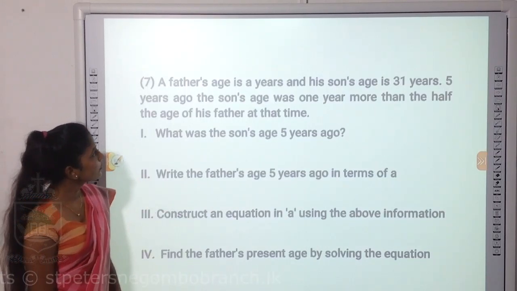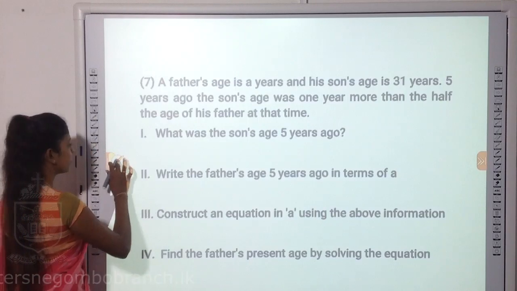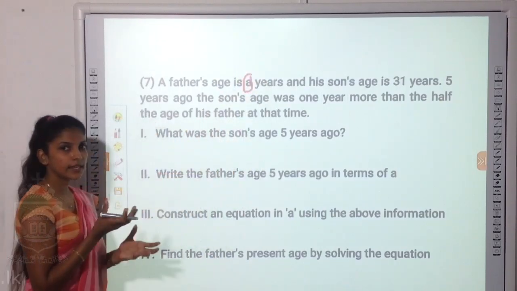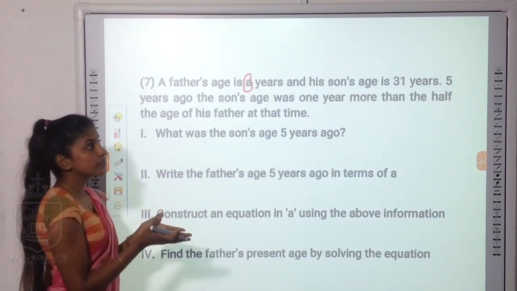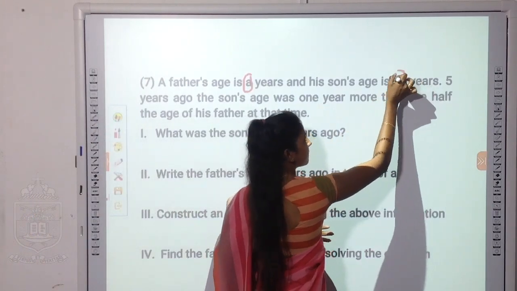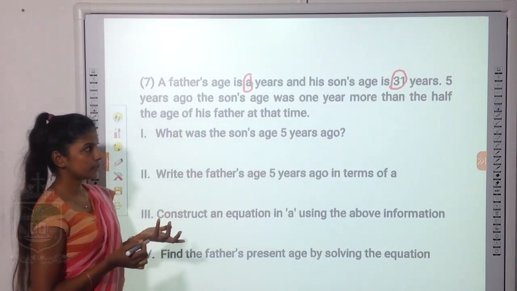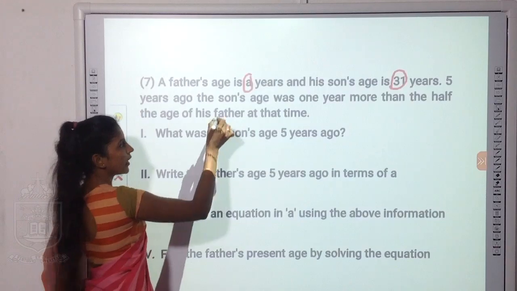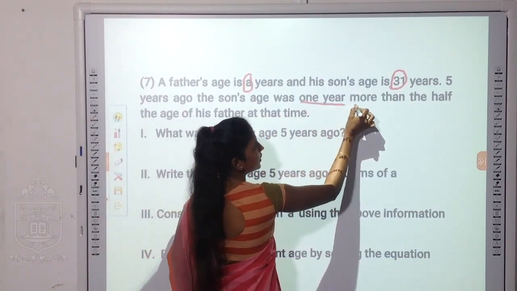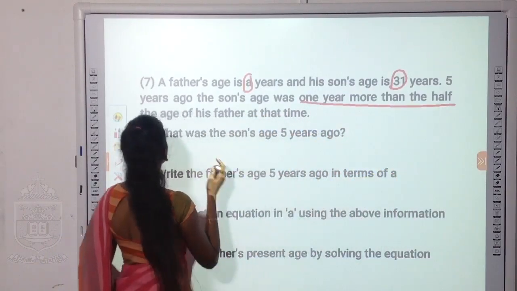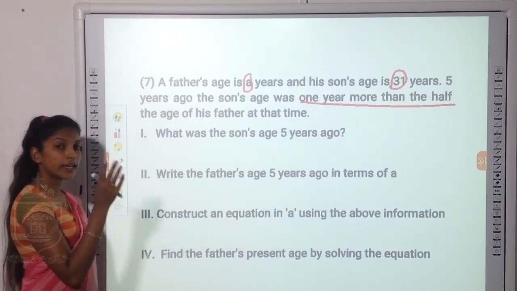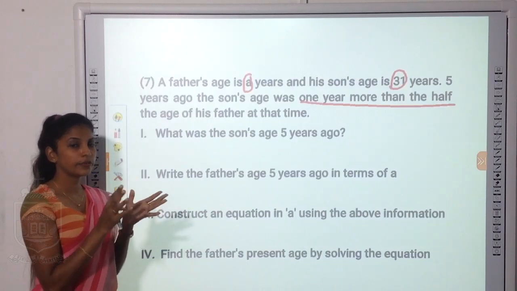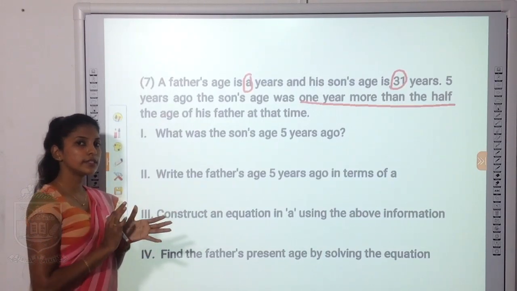So the father's age is A years. We don't know the age of the father. And his son's age is 31. Okay, the son's age is 31. 5 years ago, the son's age was 1 year more than half of the age of his father at that time. First of all, you should get the value of the age of both 5 years ago.